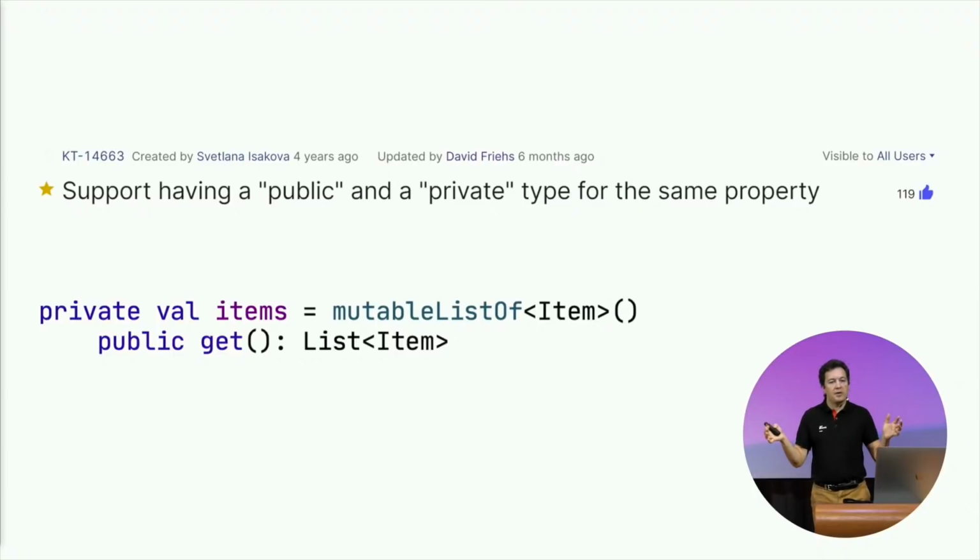And I hope just by reading the code on this slide, that it's value of items, which is mutable list of items, with public getter that returns a list. Like every Kotlin user can immediately recognize what it does. It declares that the public type of this property is list, while its private type is mutable list. And that's one good side of this syntax, that you can understand what it's doing.